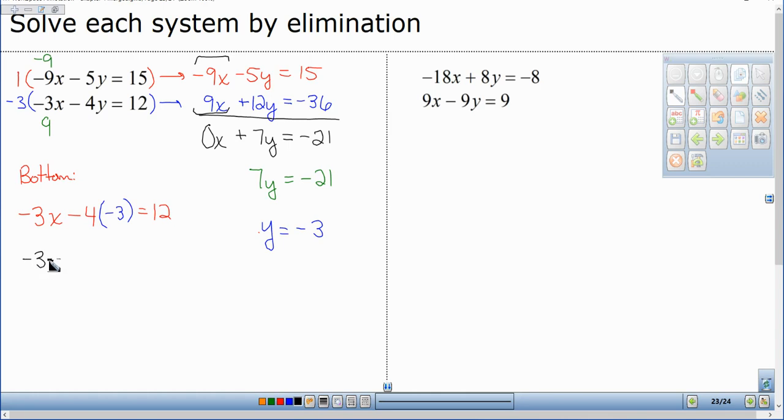You're going to get negative 3x. You'll get a positive 12 equals 12. Subtract the 12. Get negative 3x equals 0. So when you divide, x would still be 0. Your ordered pair is 0, comma, negative 3.